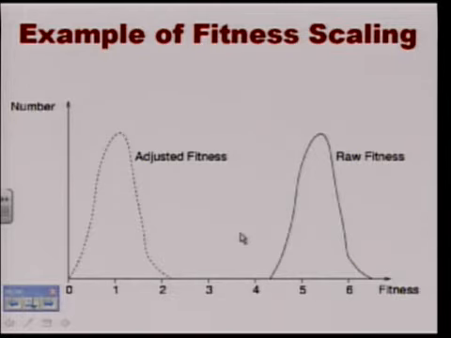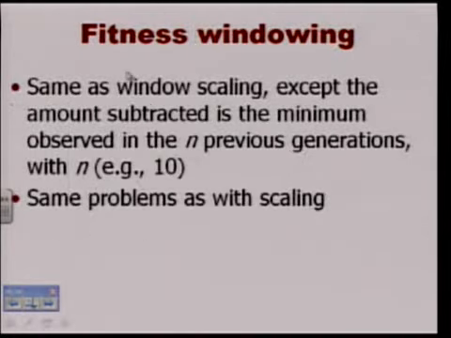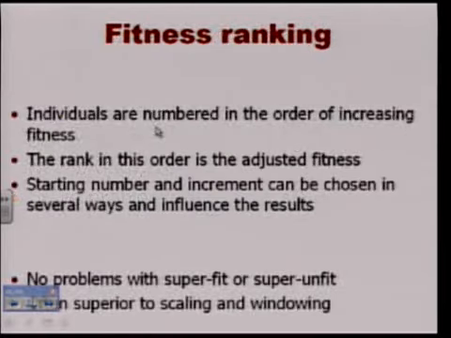And there are some other techniques you can use, the windowing technique, where basically you observe n previous generations, and then you subtract out the minimum of that. That's like putting a sliding window so that you scale your fitness according to what you already observed. And that's adaptive fitting into your design for the genetic algorithm.